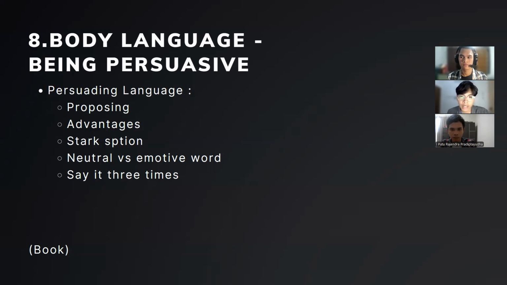For neutral, we can say it like this: it's risky. Emotive. This will lead to chaos. Say three times. This product is faster, cheaper, and more efficient. Next.